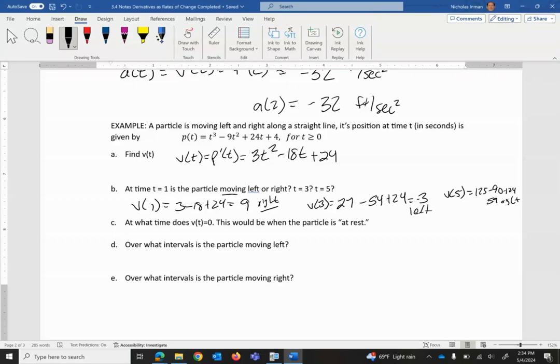All right, at what time does v of t equal 0? This would mean the particle is at rest. So we would take our derivative and we would set it equal to 0. To solve this, the first thing I noticed is that 3 goes into everything. I can then factor that. So at 4 and 2, our position is 0.